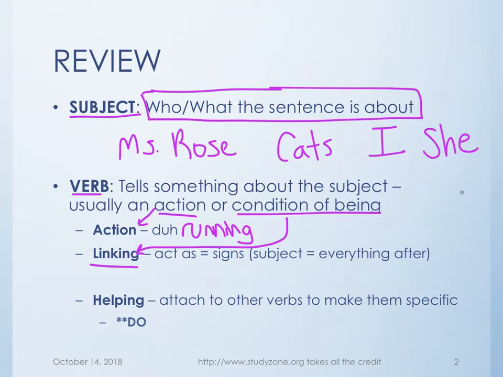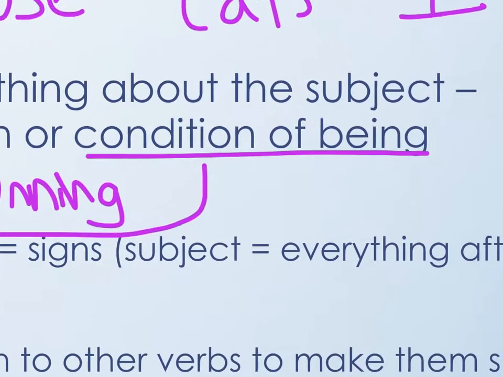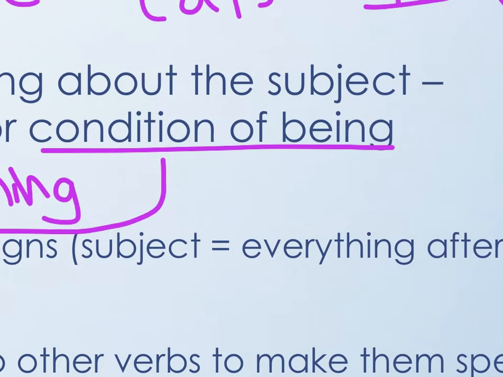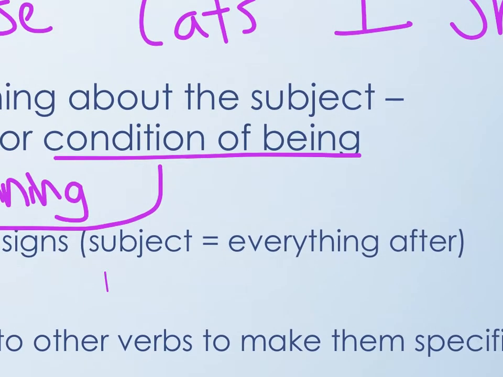These verbs act as equal signs. So the subject equals everything after. So something like Miss Rose is pretty. I can replace the linking verb is with an equal sign and it works. Miss Rose equals pretty. It's true.